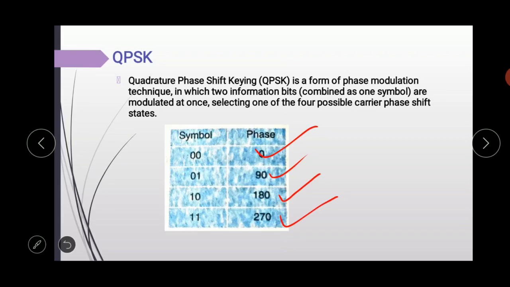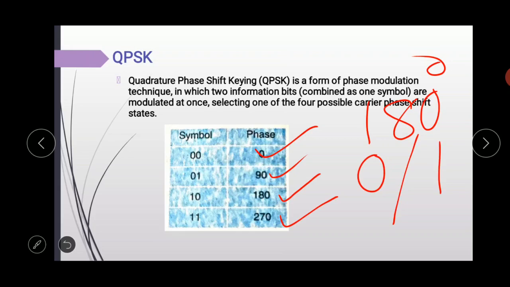In case of BPSK, binary phase shift keying, when the symbol changes the level, the phase of the carrier is changed by 180 degree, because there were only two symbols in BPSK, that is 0 or 1.